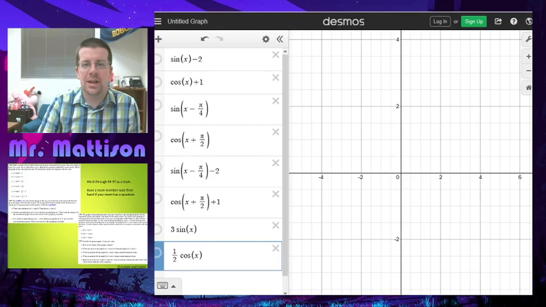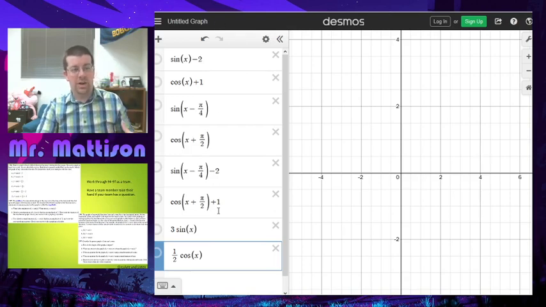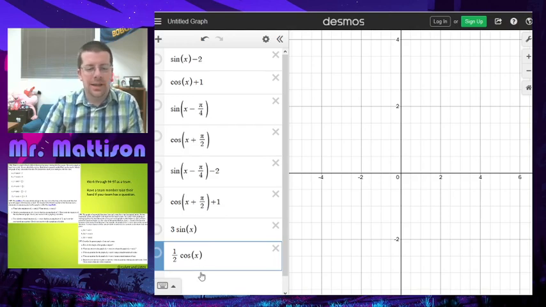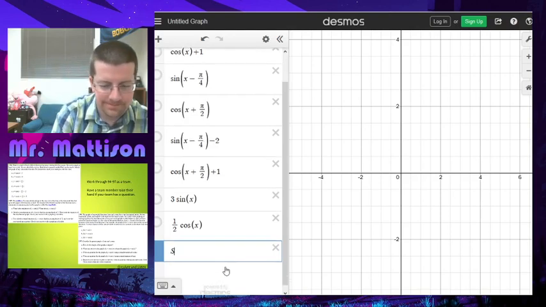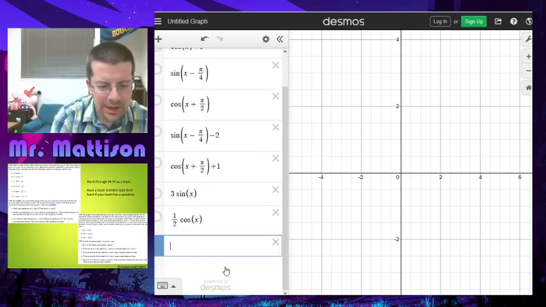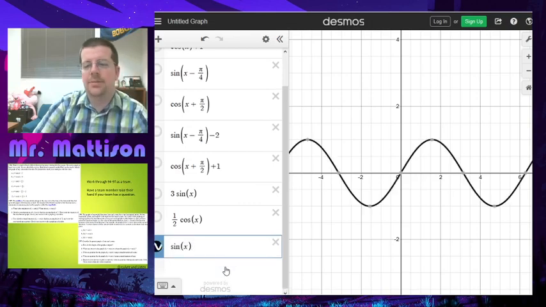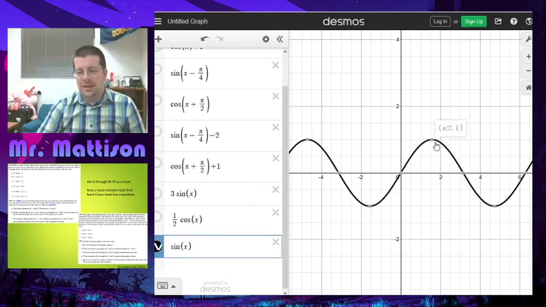Right, yeah, okay. So next they talk about the amplitude. If I put a number out front, right? Our standard sine curve, let me just graph that. It has a maximum point here at 1. So if I put a 3 out in front of that, right?